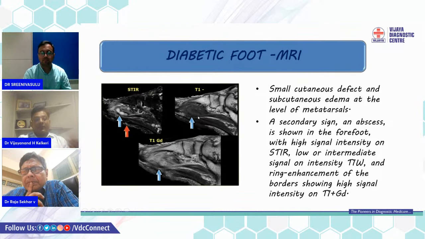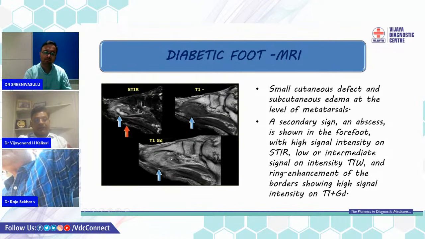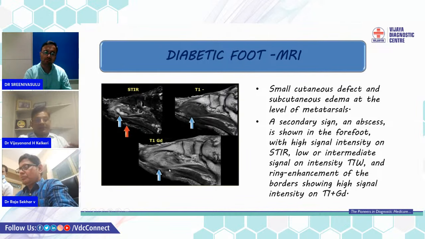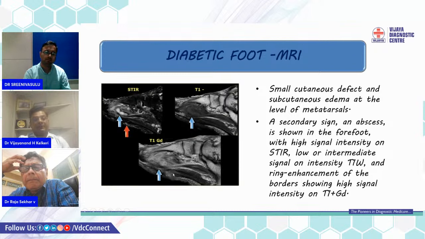But the reason why we have done this was because we need to show how this enhances on contrast, and that will be one of the additional or helping findings that will add to the diagnosis. What we are seeing here is again the defect. You can call it a sinus tract, and there's an abscess over here, and this abscess is showing rim enhancement. Around this you can also see diffuse enhancement of the granulation tissue around the abscess. On the T1 you see a black or hypointense area, and everything is showing enhancement.